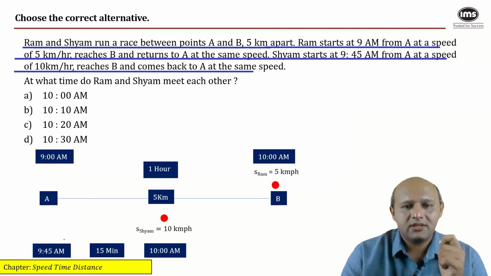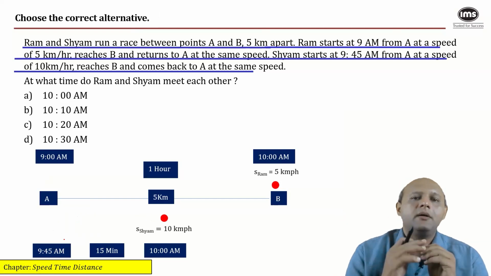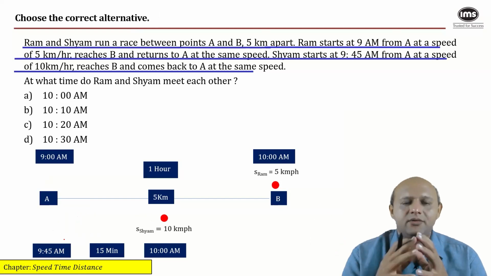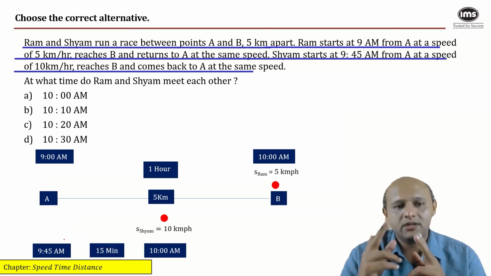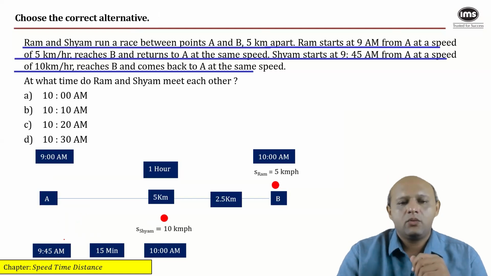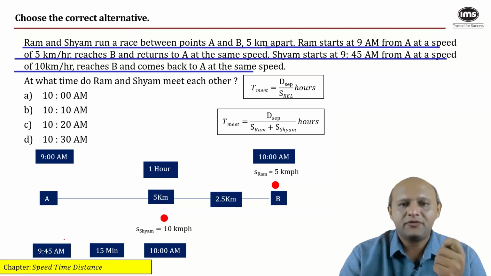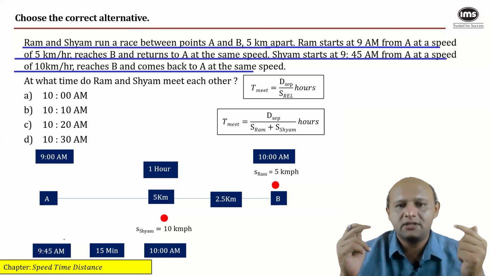Now, what does the question expect you to know? When is it that they meet? So now Ram will head towards the return, traveling towards point A back. So on his return journey, what is the separation distance? They're separated by a distance of 2.5 kilometers. So the time to meet would be the separation distance upon the relative speed. So what's the relative speed? It's the sum of speeds, obviously, because the objects are moving in opposite directions. They're moving towards each other.